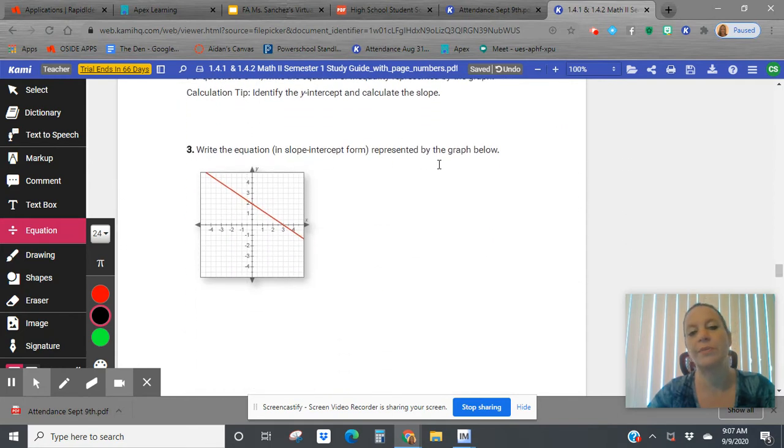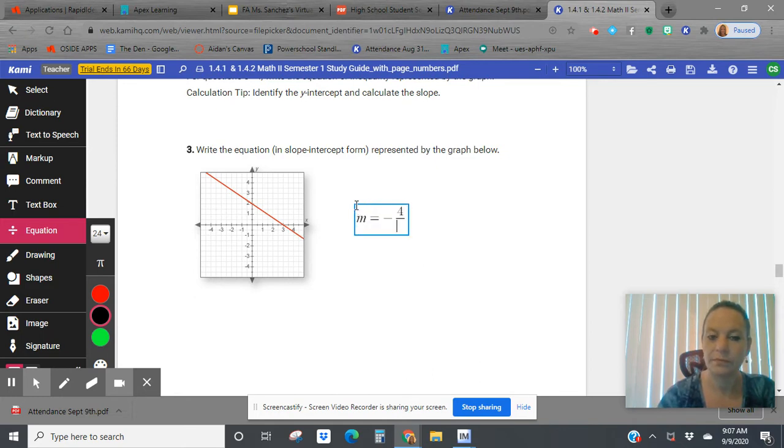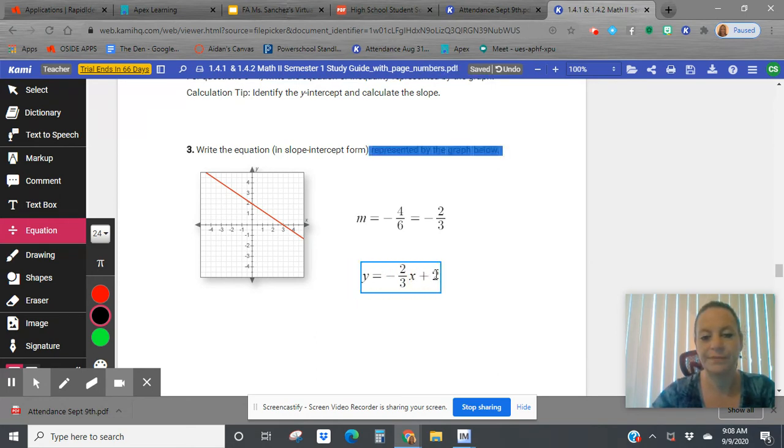Write the equation in slope-intercept form represented by the graph. So I need this point here, and I need to count the slope. So going from this dot down 1, 2, 3, 4, over 1, 2, 3, 4, 5, 6. So down 4 over 6, or that could be reduced to negative 2/3. That's my slope, and then my y-intercept is 2. So I have my m, I have my b, negative 2/3 x plus 2. And I'm done.